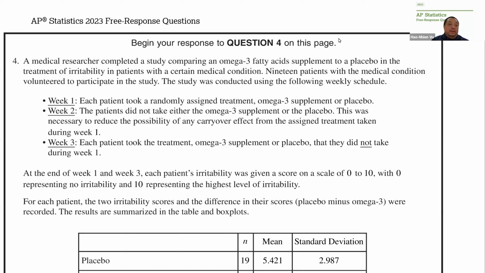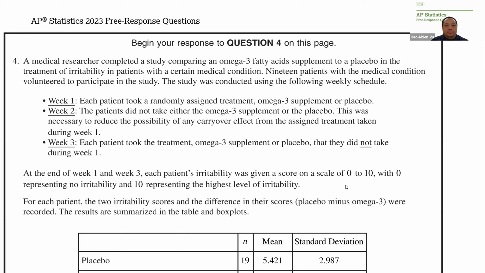Question 4. A medical researcher completed a study comparing an omega-3 fatty acid supplement to a placebo in the treatment of irritability in patients with a certain medical condition. 19 patients with the medical condition volunteered to participate in the study. The study was conducted using the following weekly schedule.